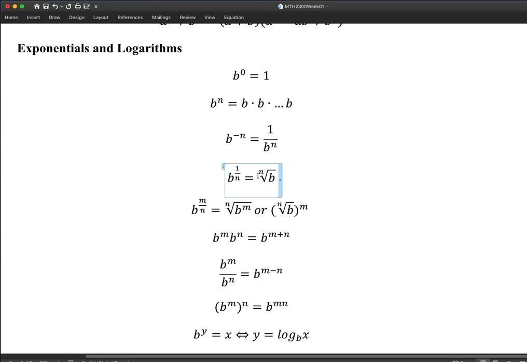And also, we could have a more complicated rational power, b raised to the power of m over n. The denominator is the radical index. The numerator of the power is the actual power. But anyway, when you convert it into radicals, there are two ways to handle this power. You could handle this numerator m inside the radical notation, or you could put this m outside the entire radical notation. They are the same.